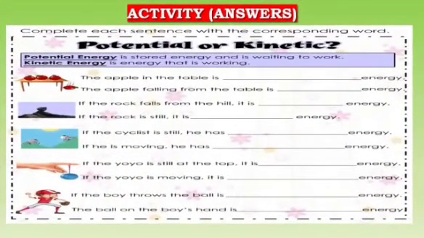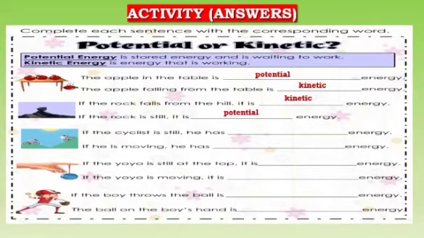The answers for the activity. Let us discuss the answers now. First one, the apple on the table is potential energy. Next one, the apple falling from the table is kinetic energy. Next one, if the rock falls from the hill, it is kinetic energy. Next one, if the rock is still, it is potential energy.